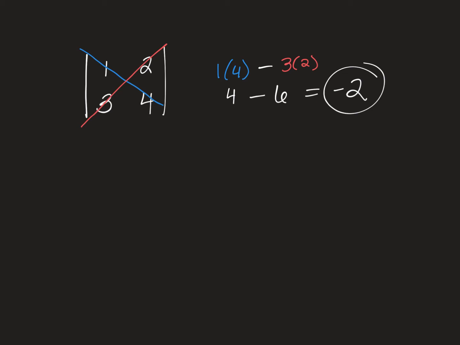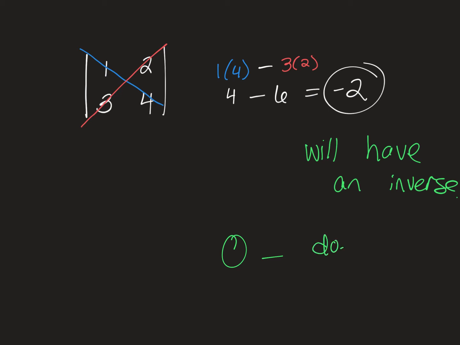So if you get a number that is not 0, then that means this matrix will have an inverse. We'll learn how to find the inverse later, but if it's not 0, it will have an inverse. If your determinant works out to be 0, that's okay. It just means that that matrix does not have an inverse. So your homework will ask you some questions like that.